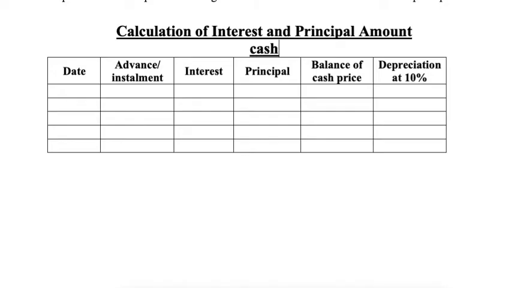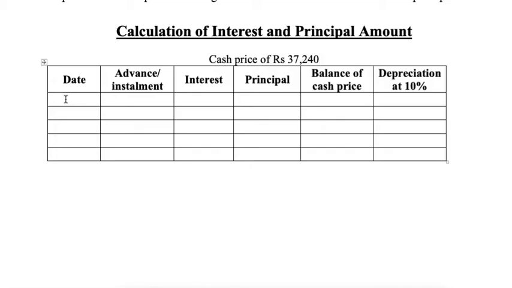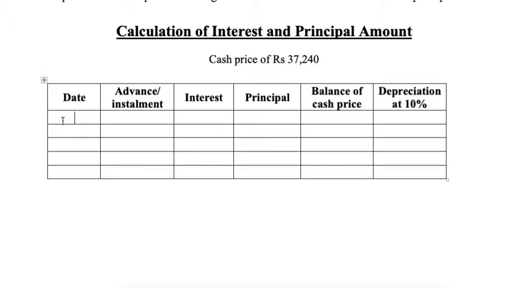Let us take the cash price. How much is the cash price? Cash price of rupees 37,240, right? Fine. Now if we see from the given information, on 1/1/2015 an advance of 10,000 has been paid. On that we don't have any interest. Principal amount will be again how much? This 10,000 only.